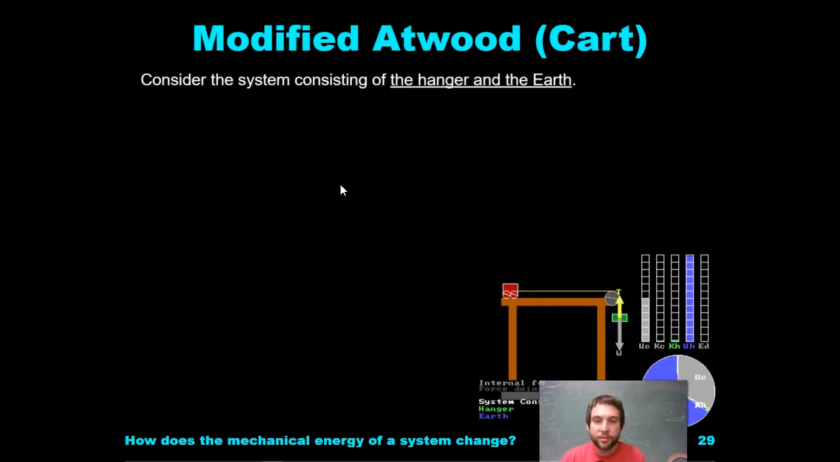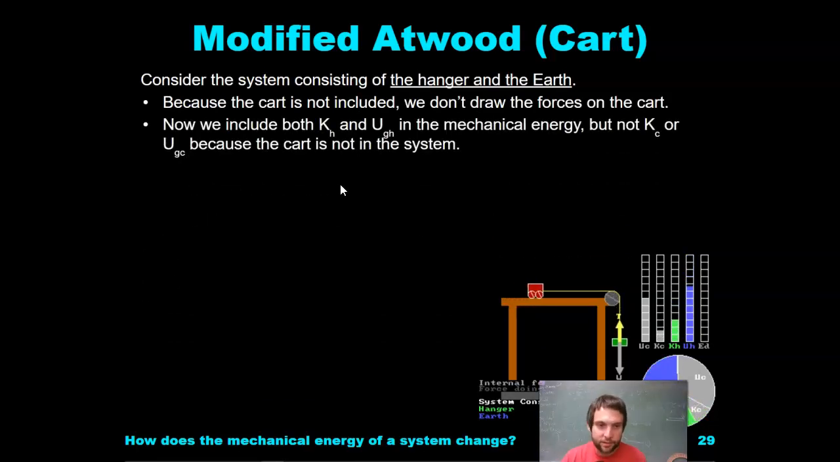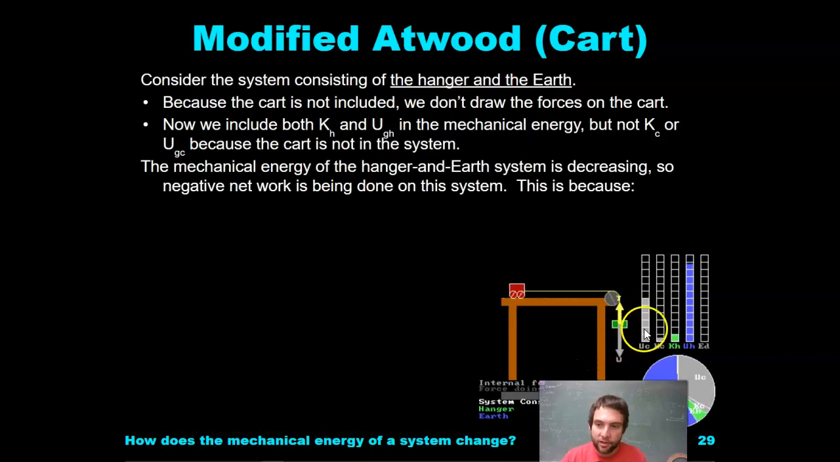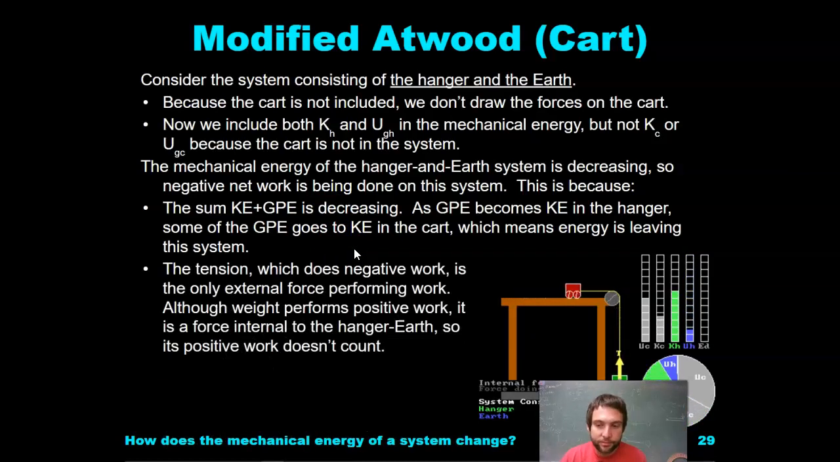If we consider the system consisting of the hanger and the earth, because the cart's not included, we're not drawing the forces there. So now we look at kinetic energy and gravitational potential energy of the hanger. Mechanical energy is decreasing, so negative net work is being done on this system because the sum of these two is decreasing. So that means negative work. As gravitational potential energy becomes kinetic energy, some of the potential energy goes to kinetic energy in the cart, which means kinetic energy is leaving the system. The tension, which does negative work, is the only external force performing work.